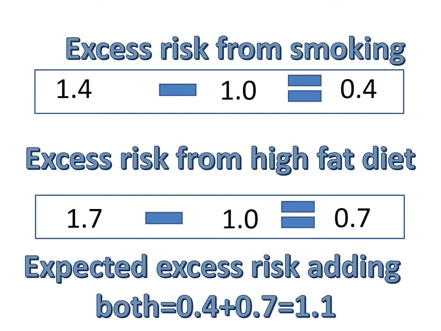So your excess risk from smoking originally was 0.4. Your excess risk for the effect modifier was 0.7. Adding the two together, 0.4 plus 0.7 comes to 1.1. So that's the excess risk when you add up the excess risk of smoking and the excess risk of the high-fat diet. So the exposure and the effect modifier, excess risk added together, is 1.1.